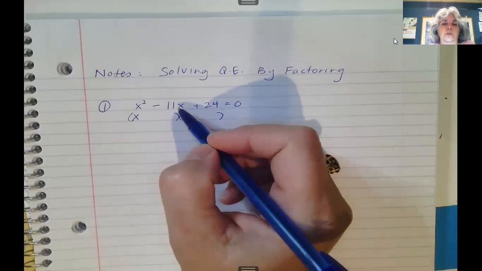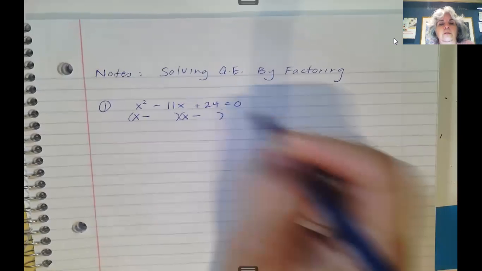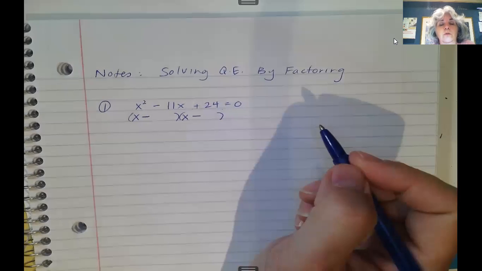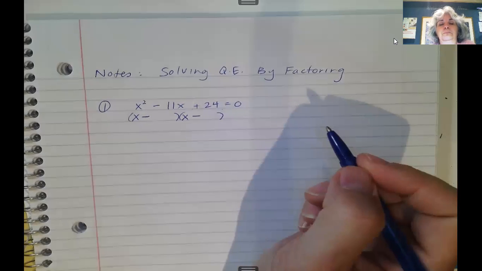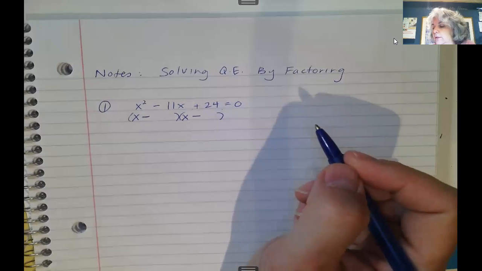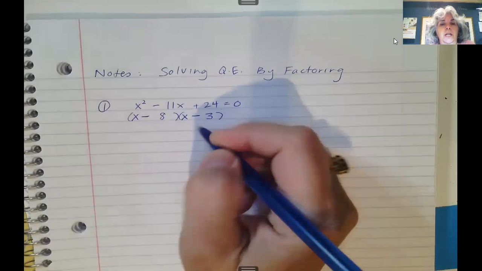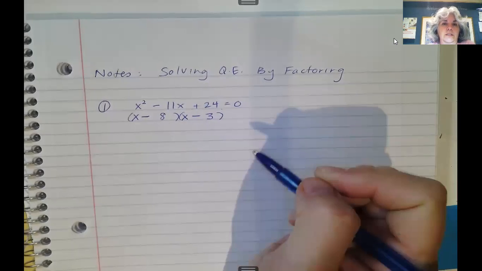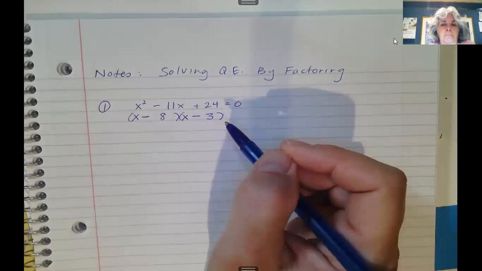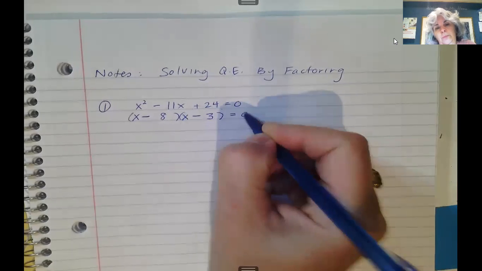So the only way we're going to get a negative is if both of these are negative. So really we need to think of two numbers that multiply to give us 24, but add to give us 11. Can you think of what that would be? Okay, so I've thought of 8 and 3. It doesn't matter if you put 3 and 8 or 8 and 3. They just need to be there. Okay, so if that is equal to that, then this is equal to 0 as well.